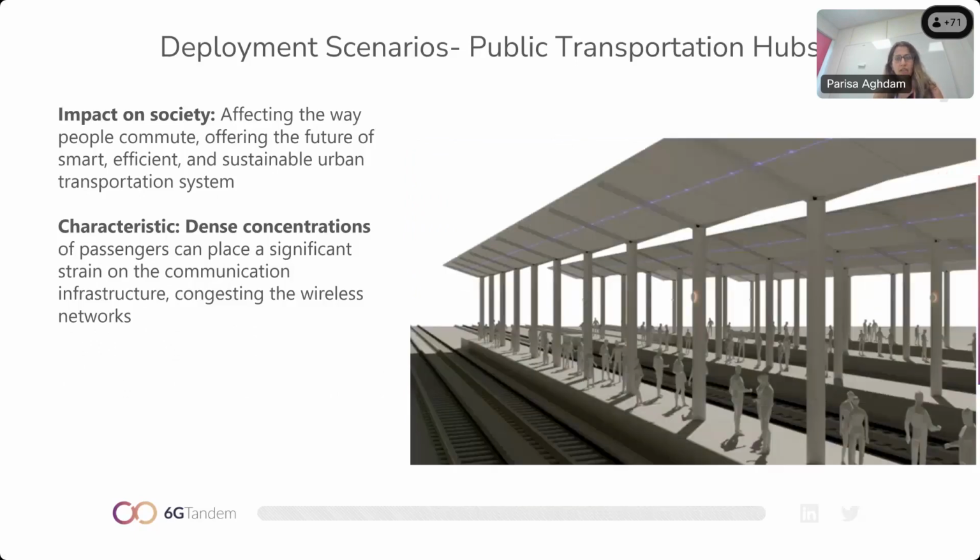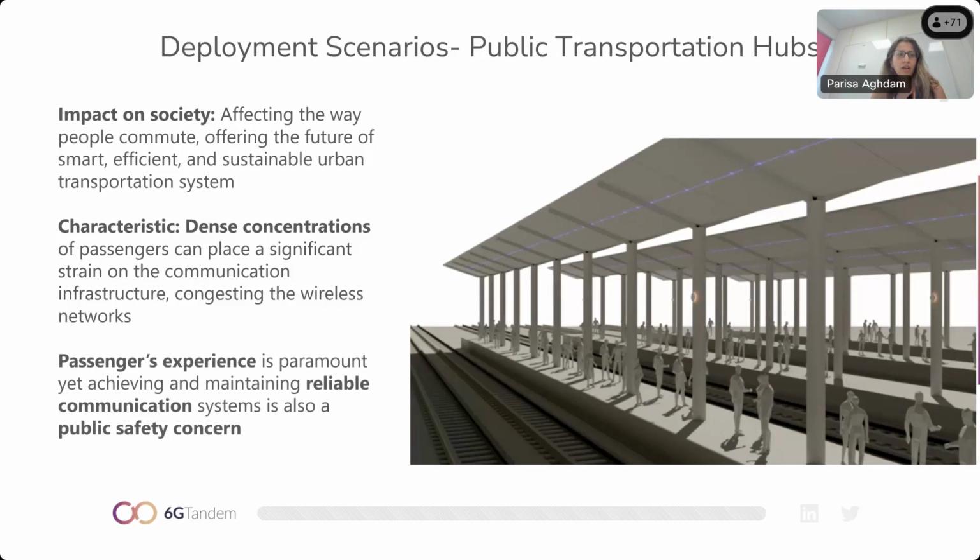So that is another type of deployment, and you see that these violet ones are the fiber with the sub-terahertz transceivers, and then we have these radio dot type of sub-10 access points. So yes, and we have also included the passenger's experience, where they require reliable communication and public safety concerns.